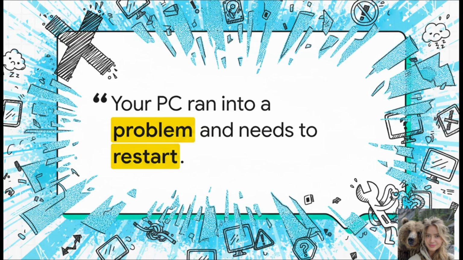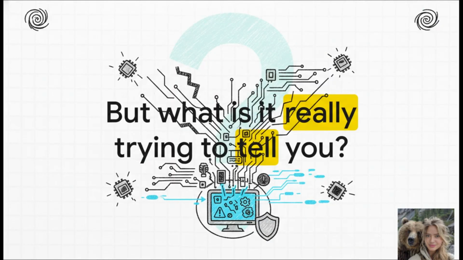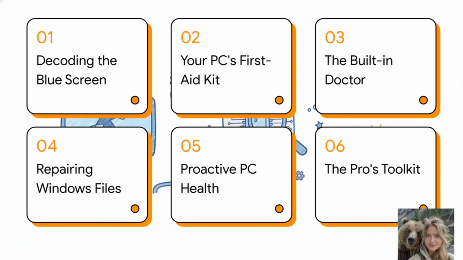It feels like your computer just threw its hands up and gave up on you. A total dead end. But what if I told you that screen isn't just a failure? What if it's actually a clue? It's your computer's last-ditch effort to tell you exactly what went wrong before it has to shut down to protect itself. So in this explainer, we're going to turn that panic into power.